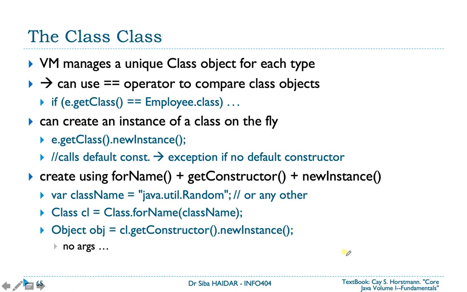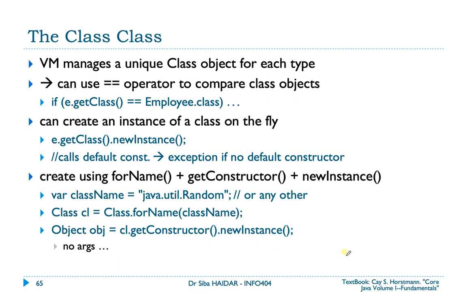The virtual machine manages a unique class object for each type, just like we saw with Enum, for example, with Size. In the section Enumeration Classes, we saw that the example given, the Size type, has 4 instances only. Also, the Class manages a unique class object for each type.